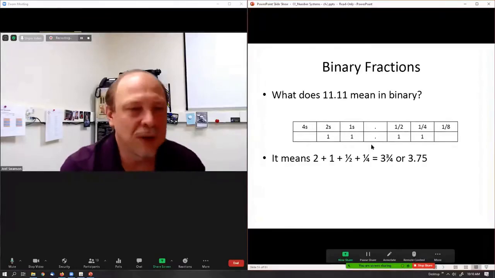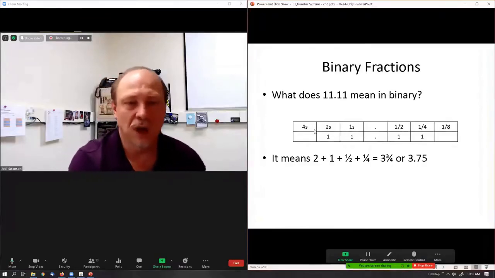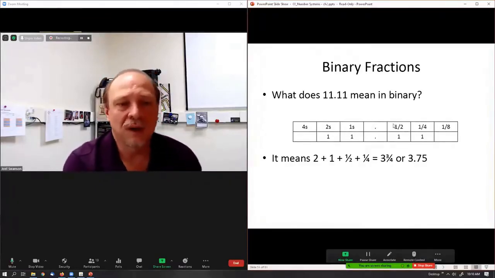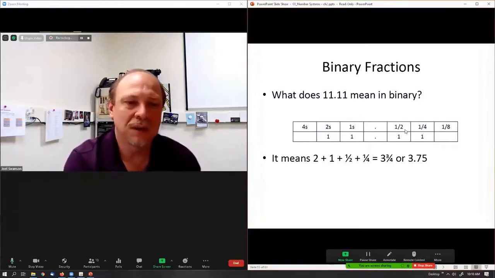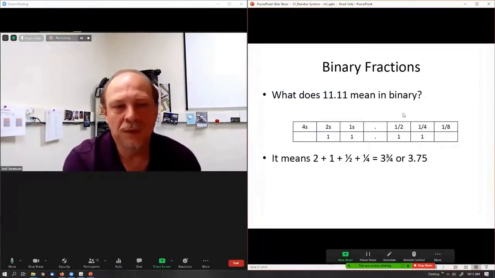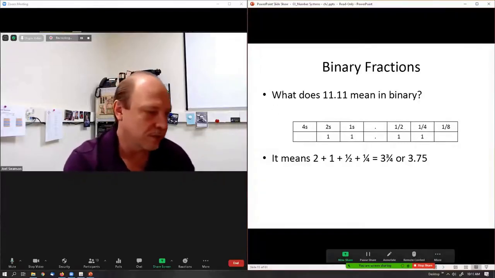To the left of the radix, it's 1s, 2s, 4s, the column values, right? To the right of the radix point is 2 to the negative 1, 2 to the negative 2, 2 to the negative 3. And what does a negative exponent mean? It means you just put that thing in the denominator. You flip it. If you've got a negative exponent, you move it to the denominator, right? So that's what 1/2, 1/4, and all those things are.